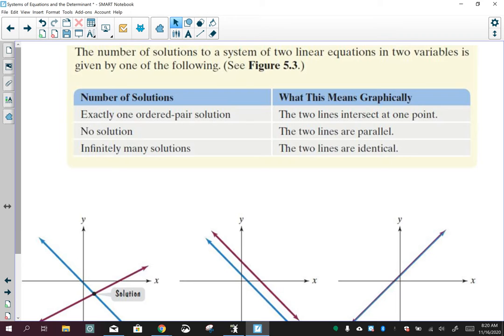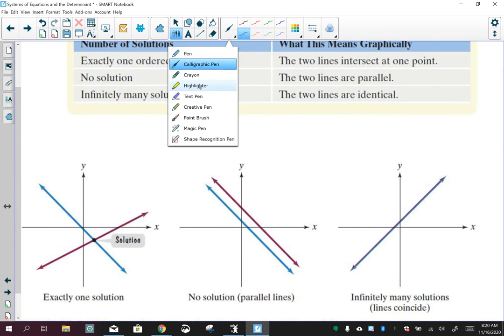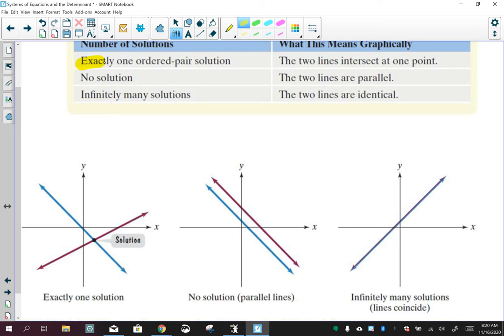So when you're looking at solutions for a linear system, one of three things is going to happen. You're either going to have exactly one ordered pair solution, which means the lines cross. Or you're going to have no solution, which means that they're parallel.